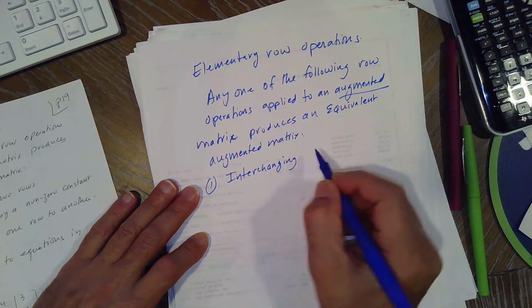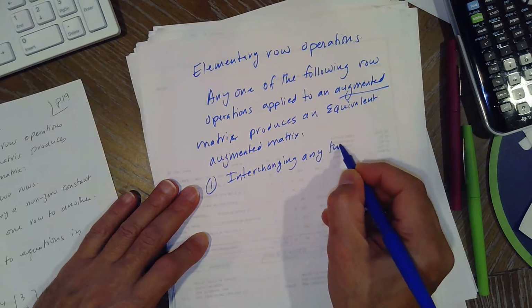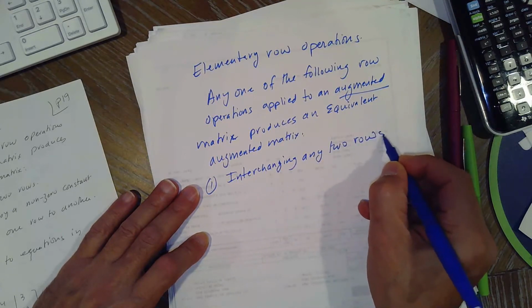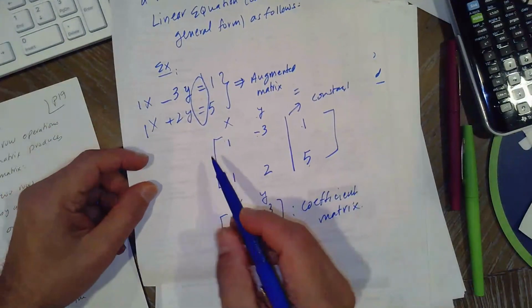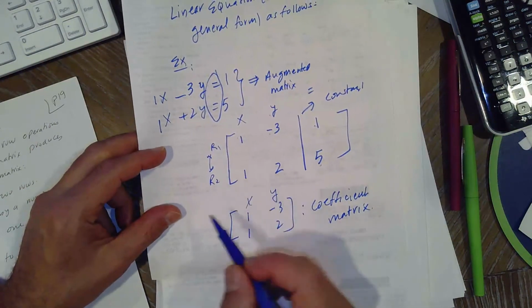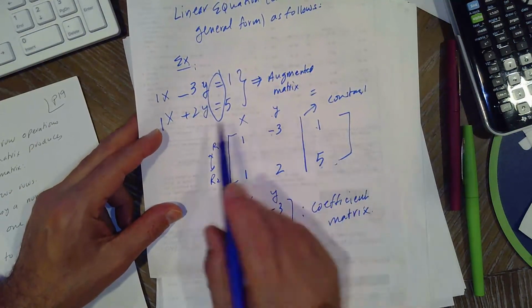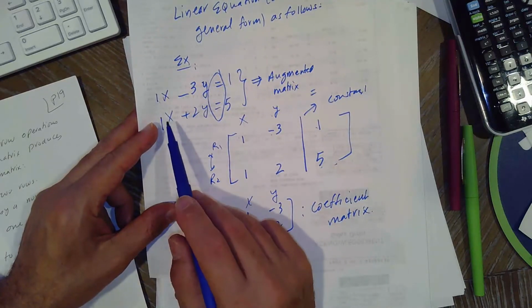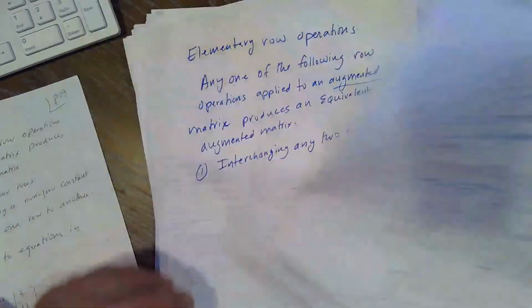If we interchange any two rows of an augmented matrix, if we interchange R1, row 1 and row 2, we get 1, 2, 5, 1, negative 3, 1. It's like interchanging two equations. It's not going to change anything, okay?